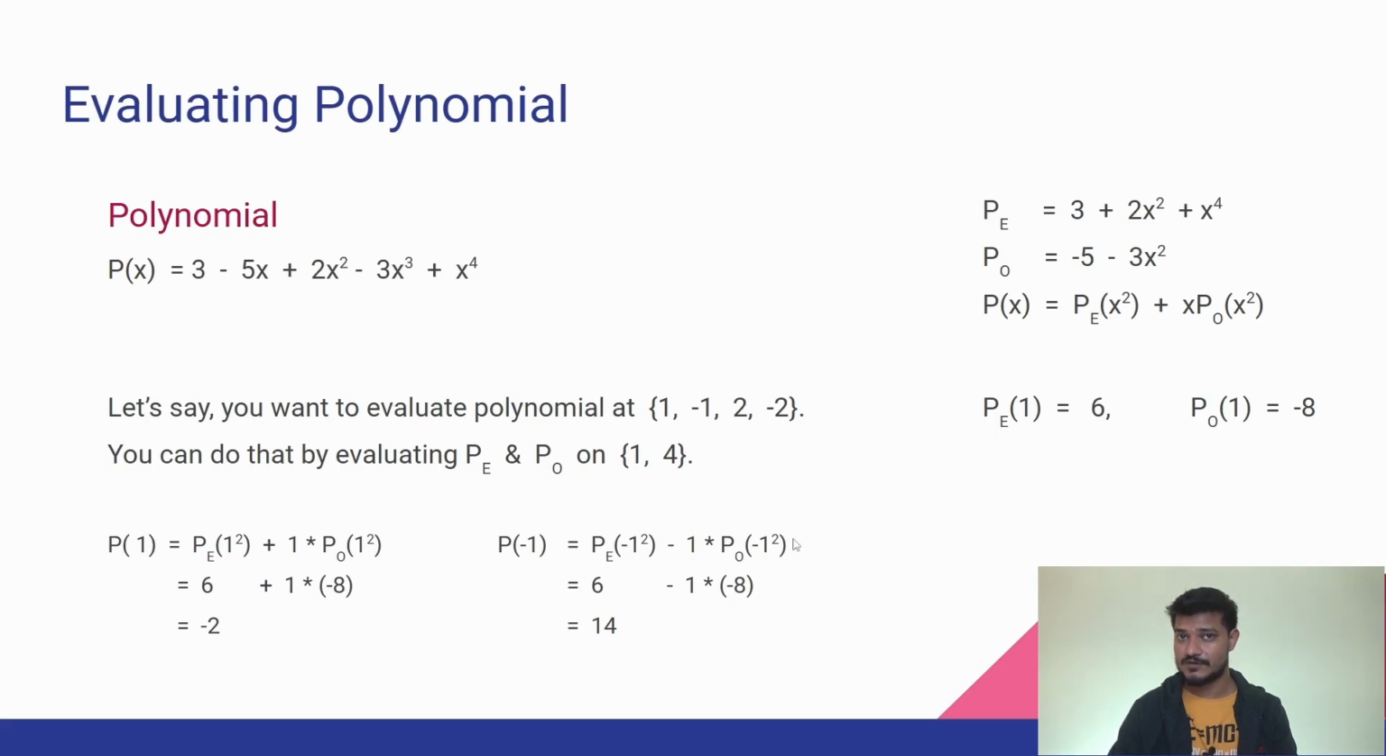Ultimately, you need PE of 1 and PO of 1, here and also here. You see, you are evaluating PE one time that I did here, but it's being used twice, right? Same goes for PO. So you evaluate these two only once, and these will be used to evaluate two different values of the original polynomial. And there you will get the result 14. So P of minus 1 is 14.